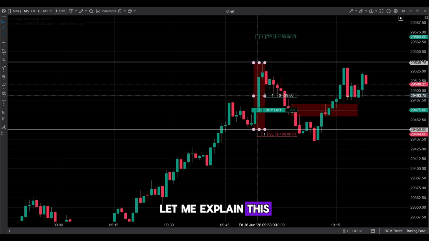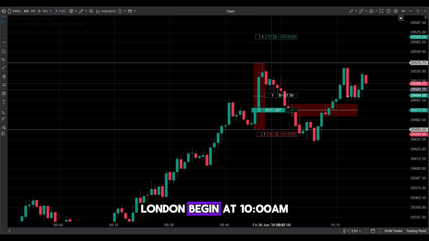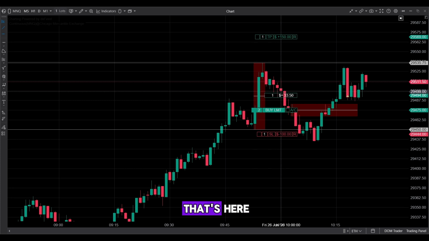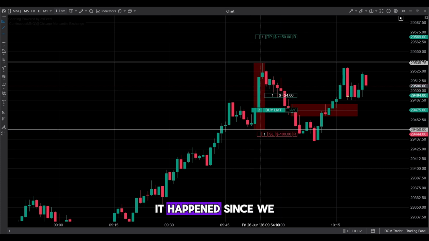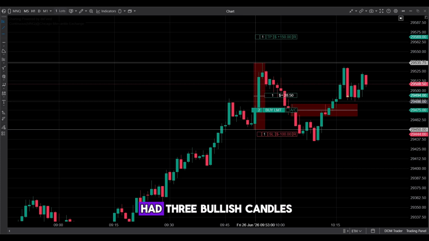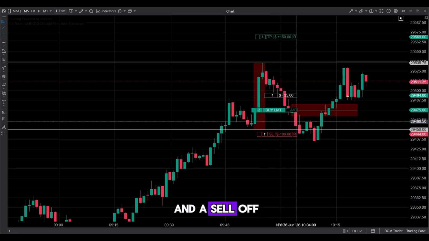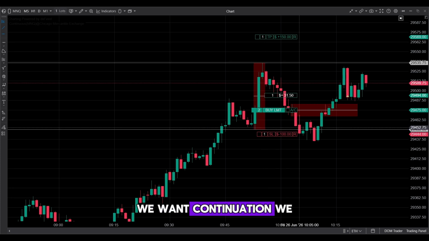Let me explain this one more time. London began at 10 a.m. That's here. First rule is wait for liquid sweep. It happened. Since we had three bullish candles and a sell-off, we want continuation. We wanted to participate in a sell order.